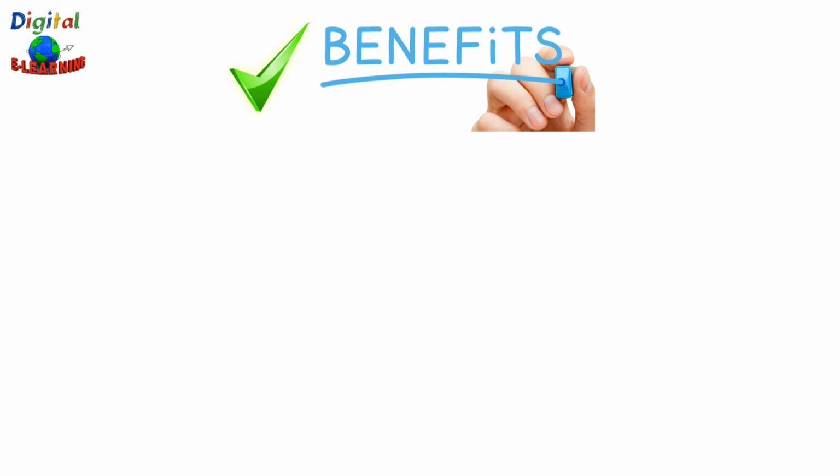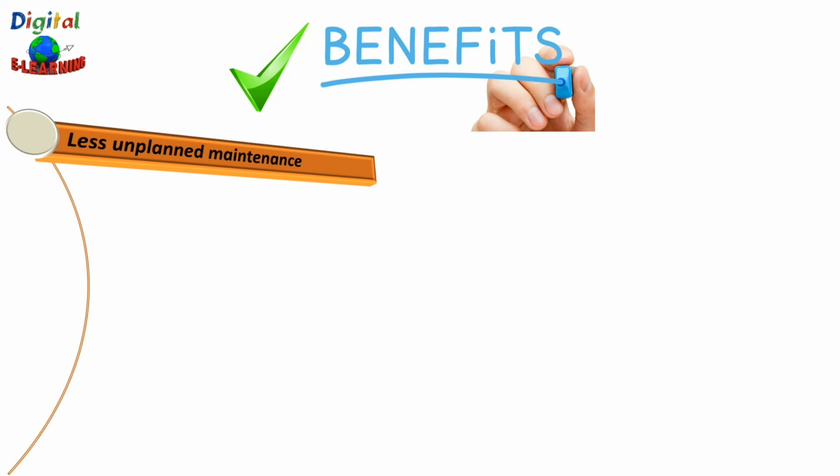So the first benefit that we have is less unplanned maintenance. When TPM is properly implemented, it can reduce unplanned maintenance because it introduces a more structured approach to maintenance and encourages a sense of ownership among the operators using your equipment and machinery.